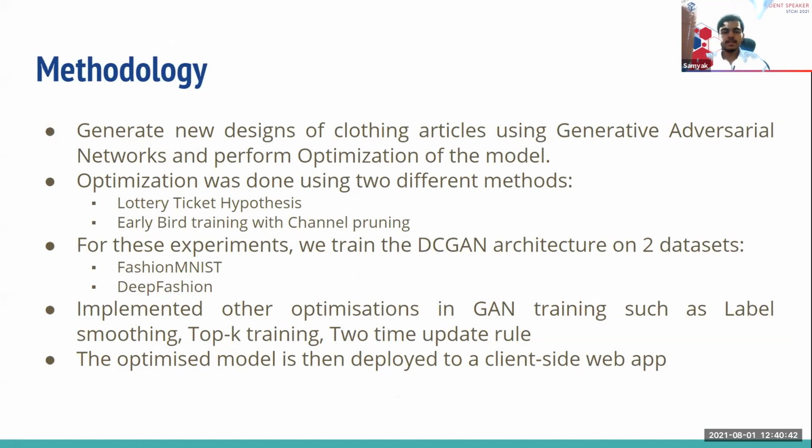In brief, our method looks like this. We generate images of fashion articles using GANs and optimize the models using LTH, EBT, channel pruning, along with techniques like top K training, label smoothing, and two time scale update rule. We train our GANs on 2 data sets, Fashion MNIST and DeepFashion. The optimized GANs are then deployed to a client-side web app.